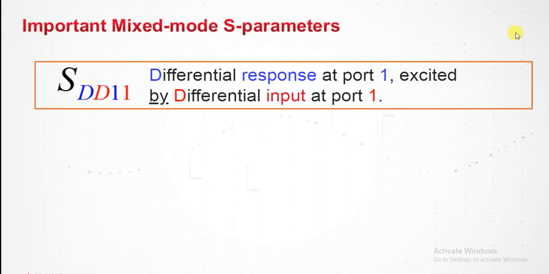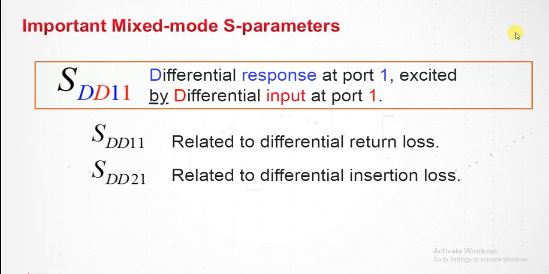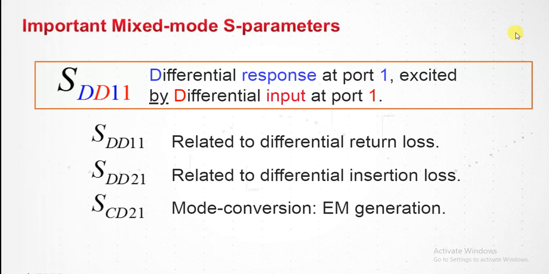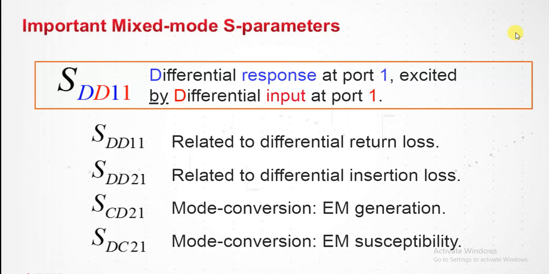And other than SDD11, which is also the differential return loss, we have differential insertion loss as well. And when we are talking about differential pairs, we have to talk about mode conversion, where the asymmetry in your lines is driving your interconnect differently, even and odd mode. And SDC21, where a differential signal is generated by the common signal.